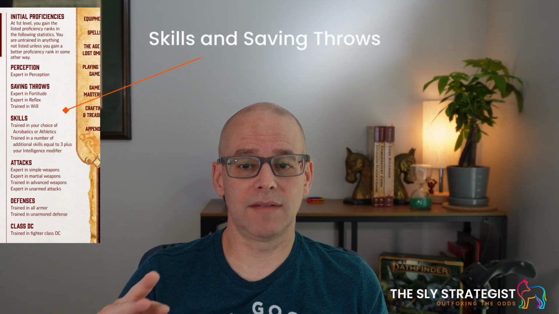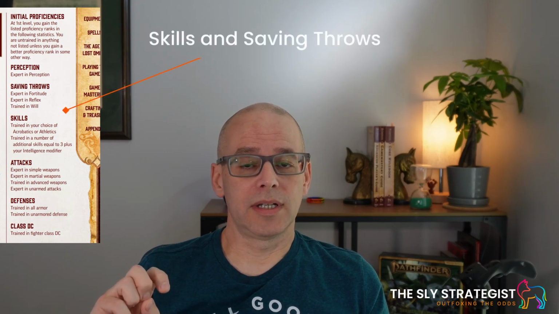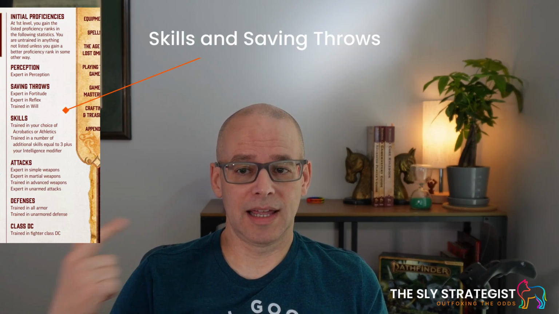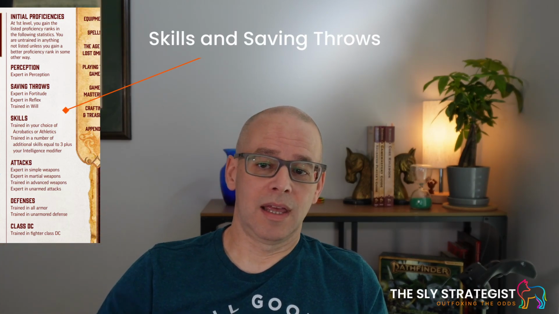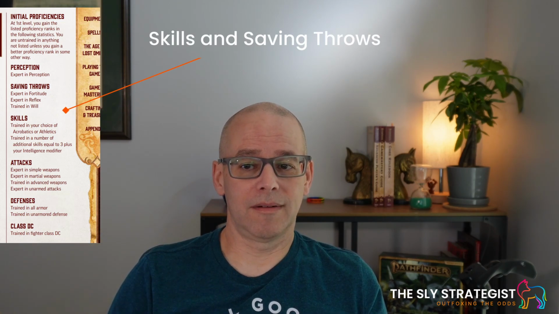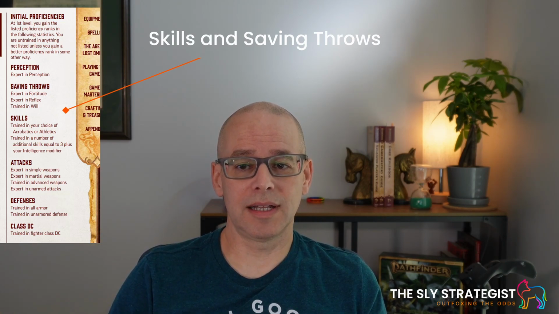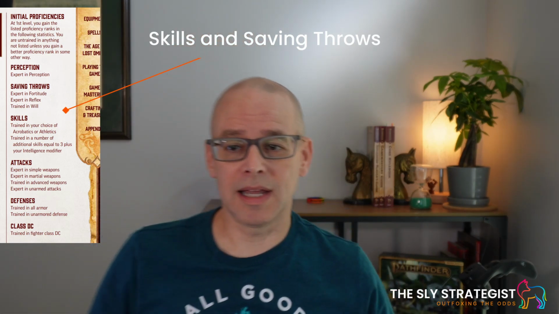The next thing you're going to get out of your class, and once again, we're going to look at fighter here, is the skills that you get just for being that class. It's going to give you what your skills are, which is how trained you are in perception and saving throws, and what type of fortitude bonus you're going to get. They are basically going to be expert in fortitude for a fighter, expert in reflex, and just trained in will. So those are going to be for your saving throws.